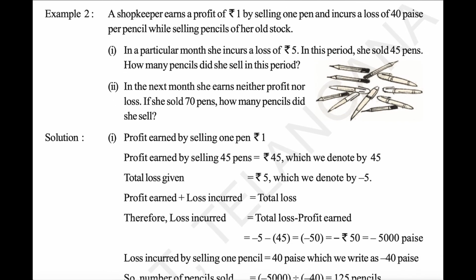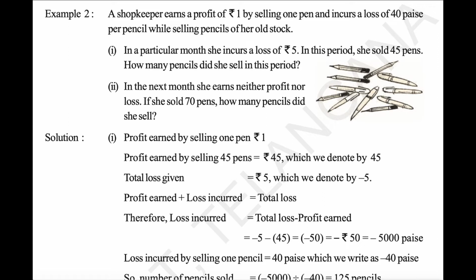A shopkeeper earns a profit of 1 rupee by selling one pen and incurs a loss of 40 paise per pencil while selling pencils of old stock. In a particular month, she incurs a loss of 5 rupees. In this period, she sold 45 pens. How many pencils did she sell in this period?